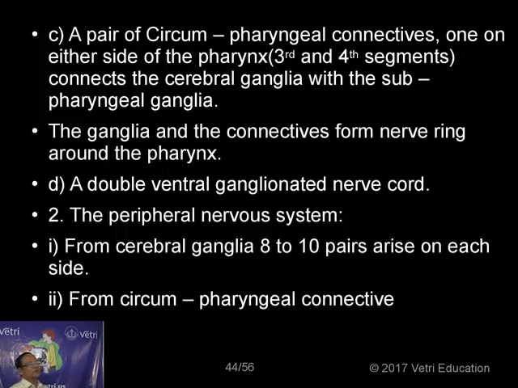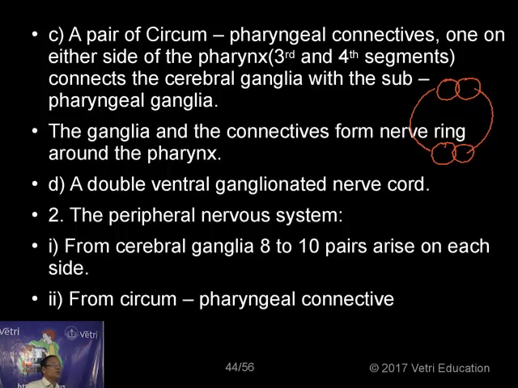Now, the ganglia and the connective form a nerve ring around the pharynx. So this is the suprapharyngeal ganglia, a pair, and this is what we call the subpharyngeal ganglia, the two being connected by means of a commissure, a ring. Through this the pharynx passes. The ring is present just in the form of an outer circular structure around the pharynx region.